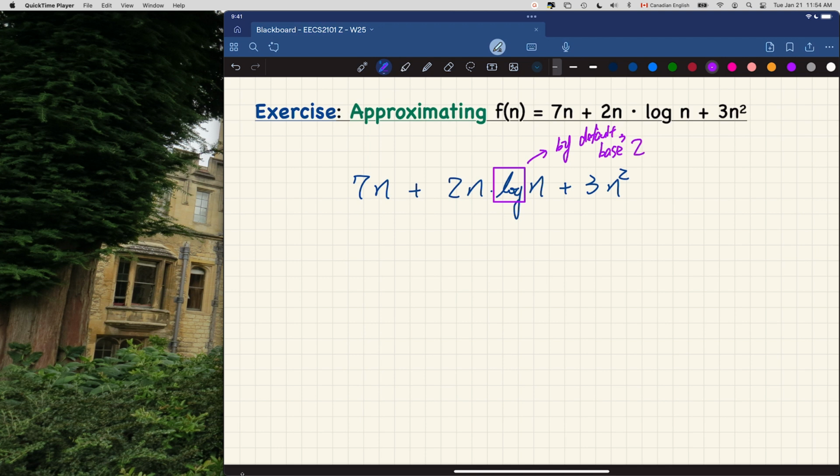All right, and then let's rewrite this very slightly. So I can say 7 times n to the power of 1 plus 2 times n times log n, and if you like I can put the base 2 here, plus 3 times n to the power of 2. All right, that's it. Let's now try to review the terms that we spoke about. What is the highest power? 2 here, right?